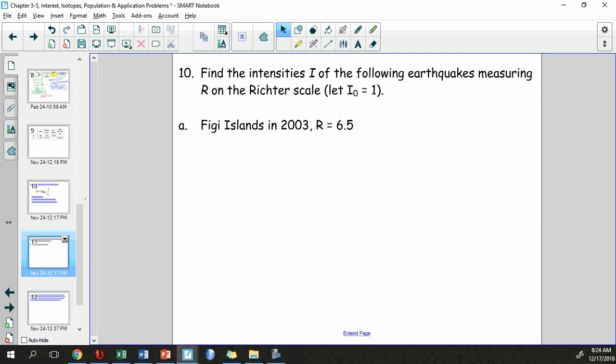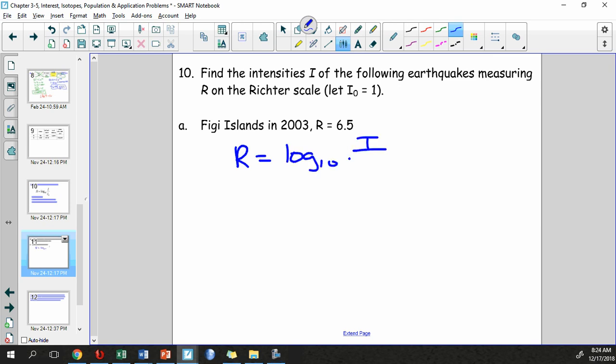It says find the intensities I of the following earthquakes measuring R on the Richter scale, let I sub 0 equal 1. For the Fiji Islands in 2003, where R is equal to 6.5. So they're telling you on the Richter scale it was a 6.5. Well, what was the intensity? Well, my formula that you're going to use is R is equal to log base 10 of I over I sub 0. You with me? So you just literally plug and chug.